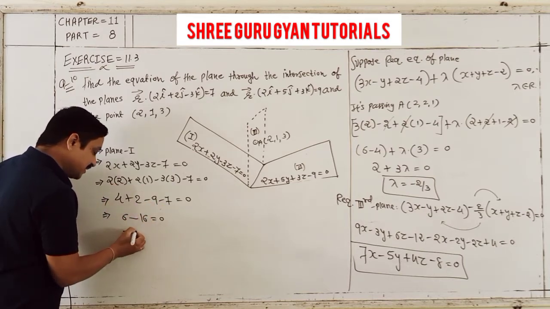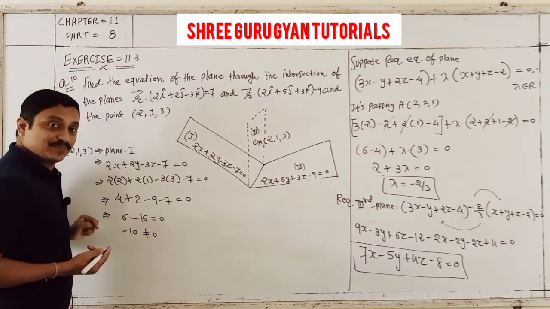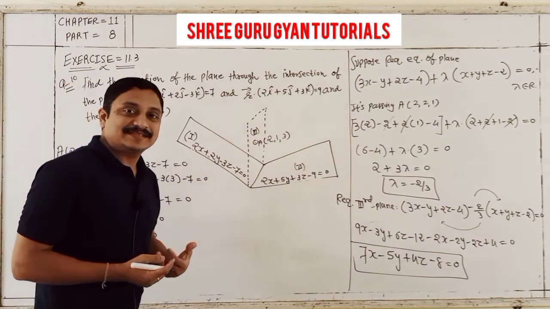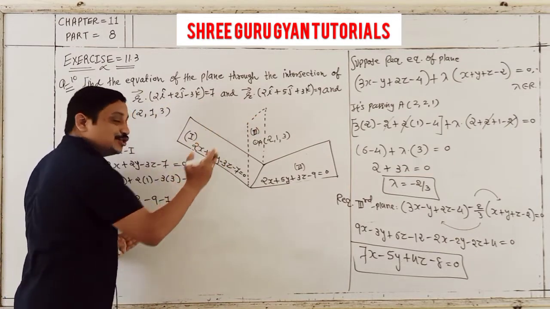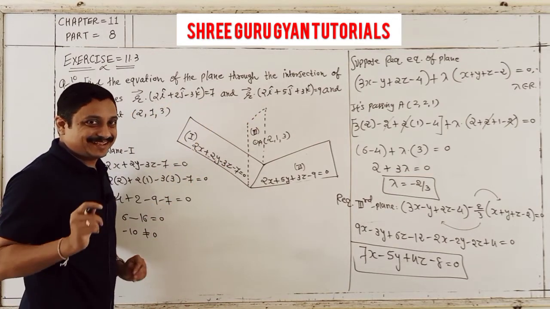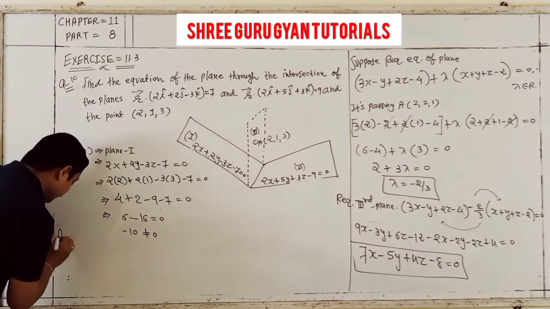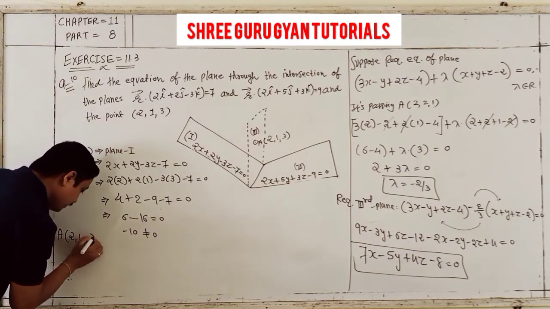You get minus 10, but never 0. Yes, it is 7, 9, 16 and the minus 10. It means plane 1 is not your plane 3. Yes, so that's not your answer. Second, check 2, 1, 3.